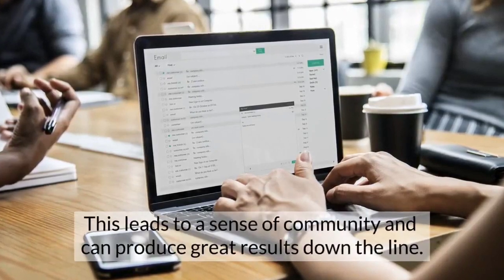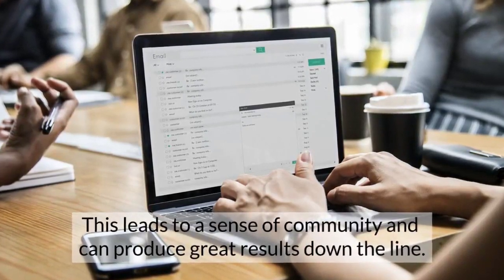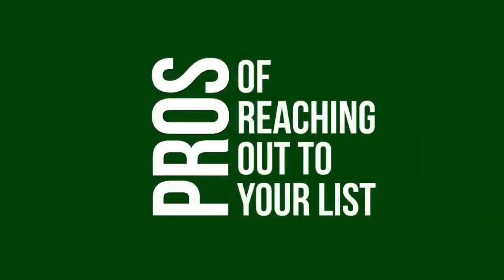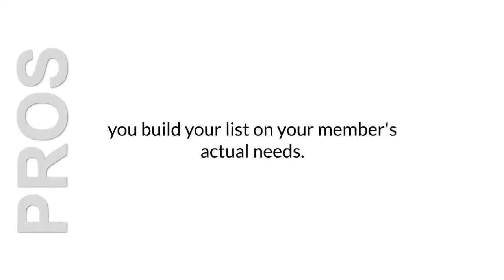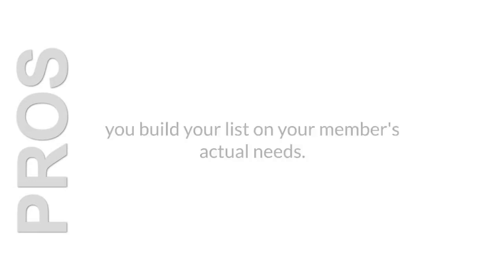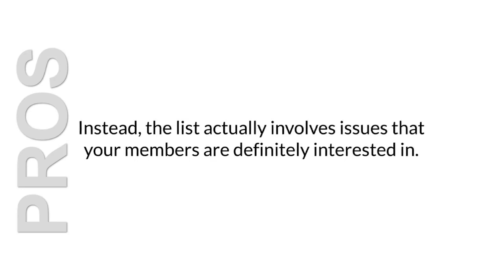This leads to a sense of community and can produce great results down the line. Advantages. If you reach out to your list consistently and constantly, you build your list on your members' actual needs. You're not operating out of theory. You're not simply copying what your competitors are doing. Instead, the list actually involves issues that your members are definitely interested in.